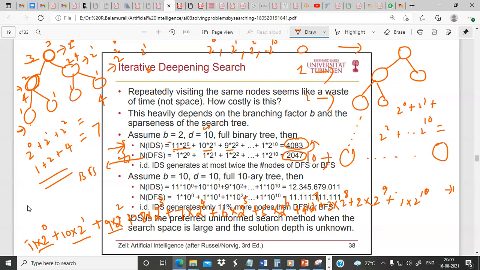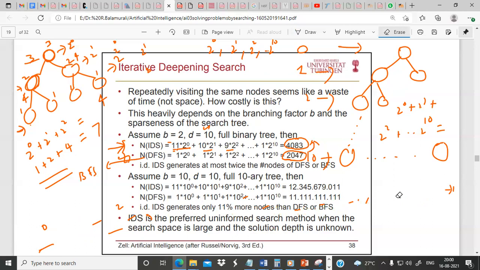So that is why we say that even though this is a problem, this is not a big problem. Even though this is an issue, this is not an issue to worry about, because it is not going to exponentially increase the complexity. So that's what we are discussing.